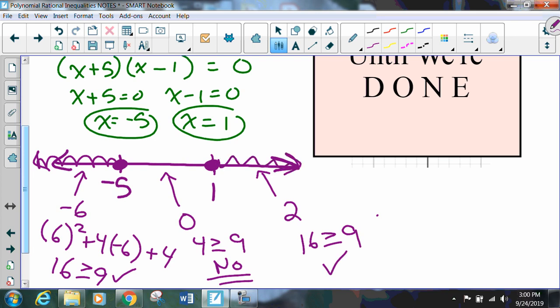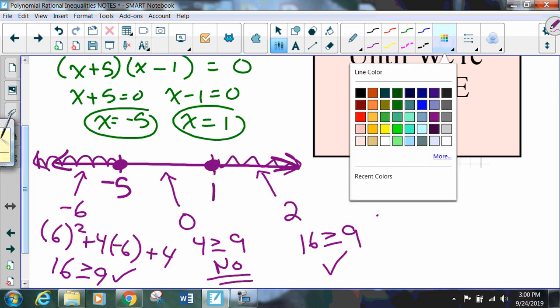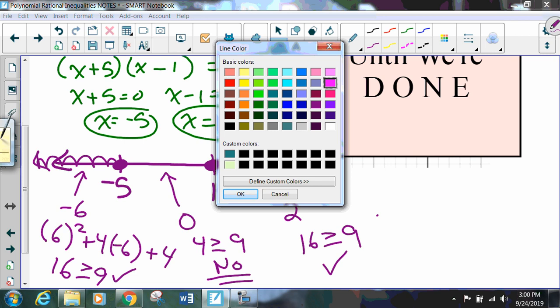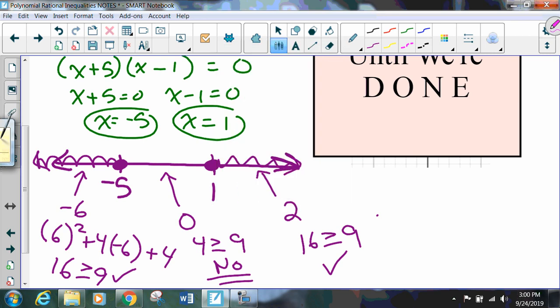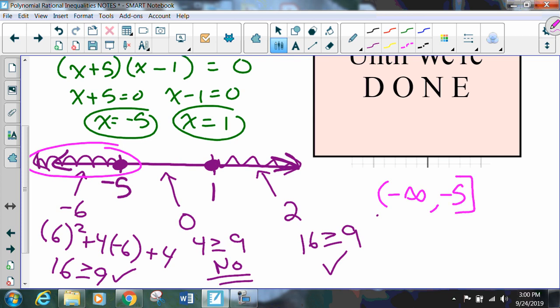But we can't write a solution as a number line. We've got to look at the number line and decide to write it in interval form. So I look at this part of the solution. I write that as -infinity all the way to -5. Do I include -5? Absolutely, because it's a filled-in circle. And then x can be either in this interval or in this interval from 1 to infinity.